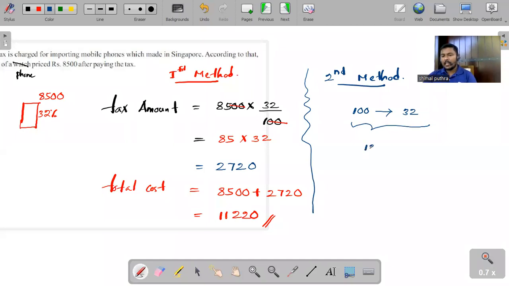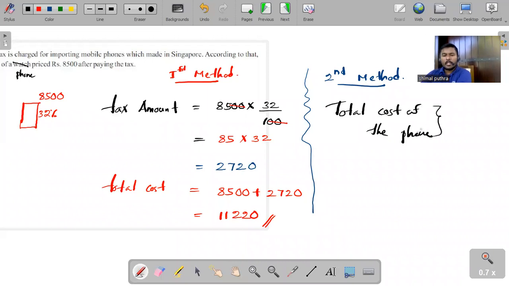I paid 132% for the total cost. This is the total cost I had to bear. Then within one step, I can find the total cost of the phone.